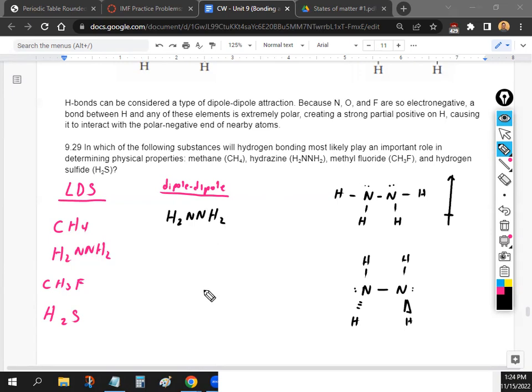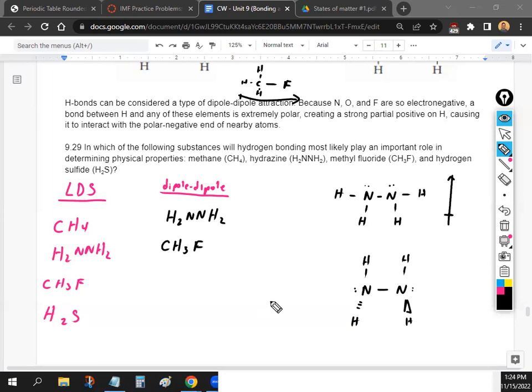Okay. Let's go to CH3F. Will methyl fluoride have dipole? Yes, it will, because if we draw it, it will look like this. And obviously fluorine is the most electronegative, so there will be a permanent dipole towards fluorine. Okay, all right, let's go to the last one. H2S. Will this have a dipole?